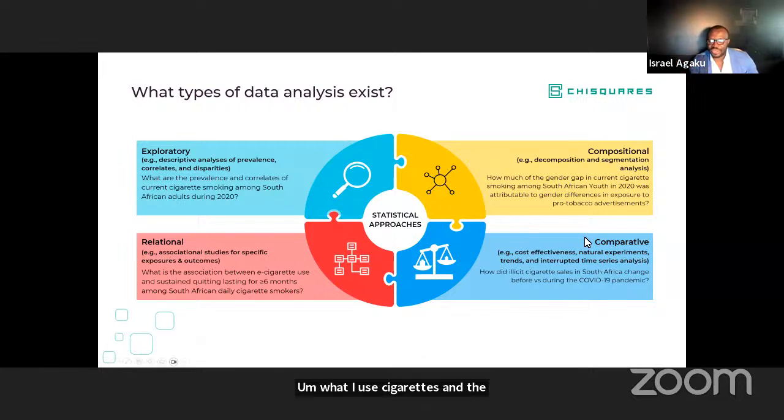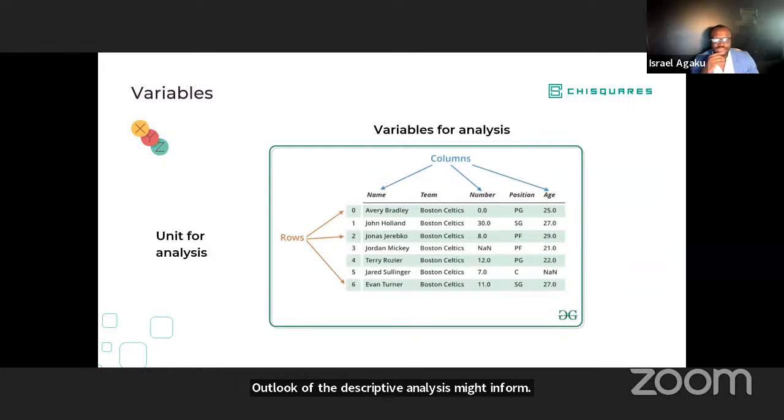And then you have comparative studies, right? Those are where you have the same outcome, but you're looking at it pre or post, or you're looking at it between two different groups. And so those would be things like interrupted time series analysis, or if you're looking at natural experiments. And then lastly, we talk about compositional. This will include things like decomposition analysis and segmentation analysis. Again, we'll talk more about this and how the outlook of your descriptive analysis might inform the choice of what analysis to proceed with.